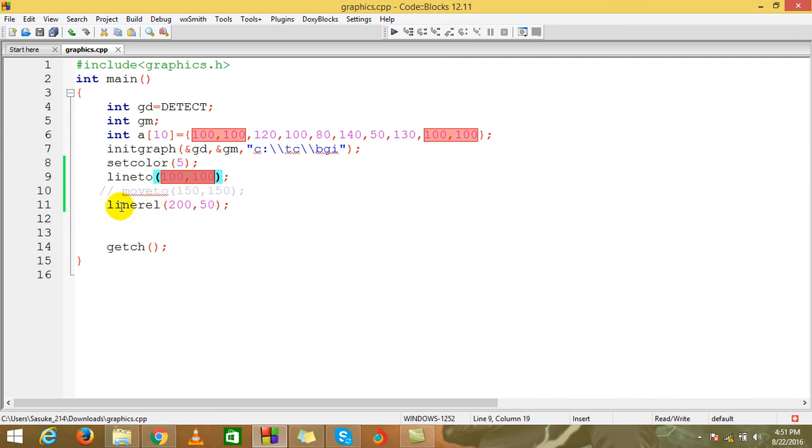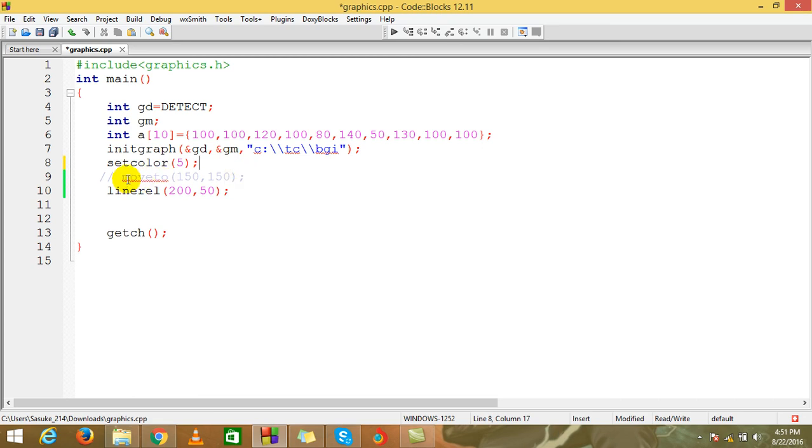Not from the beginning. But if we write linerel twice or thrice, it's not going to change. All the lines will be drawn from the starting point only. So if you are using linerel and you don't want it from the starting point, you use a function called moveto. What it will do is take our cursor to the given position. So if here we have given 150, 150, now let's see what happens.